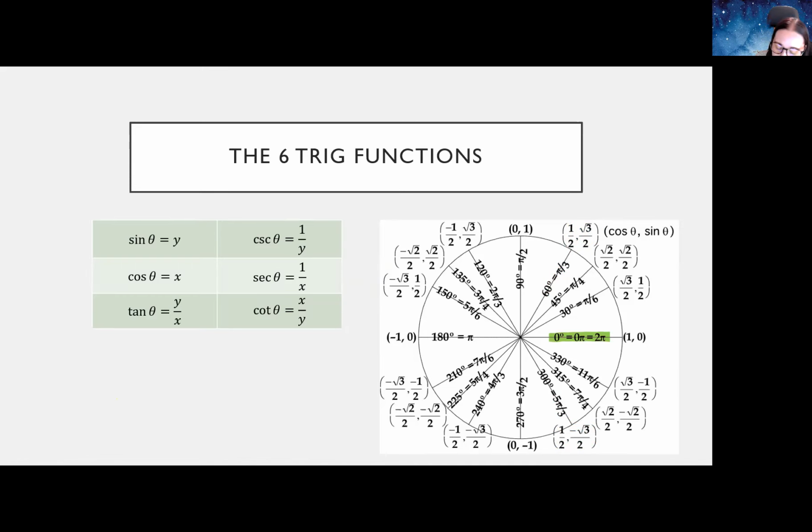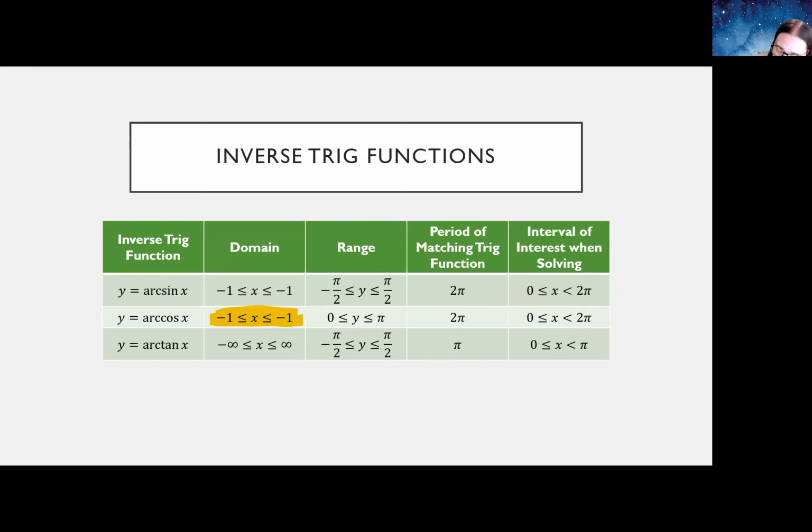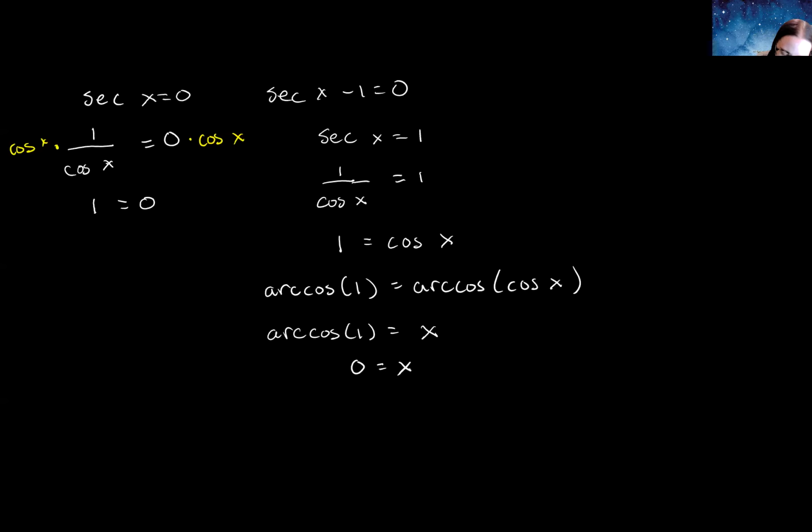We don't usually write 2 pi, and that is because we want our answer 0 to 2 pi, but we're not including 2 pi. So if you're going to use 0 over 2 pi when you're looking at your output here. So we get only one answer, x equals 0.